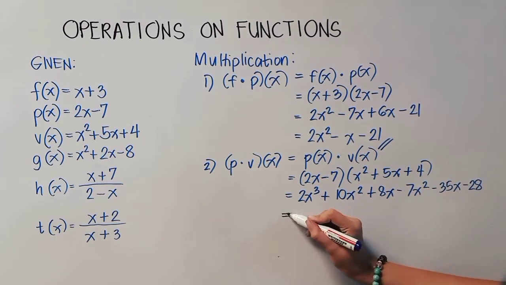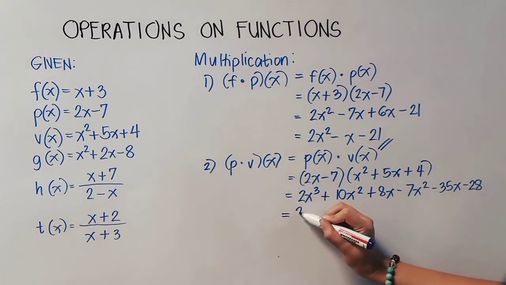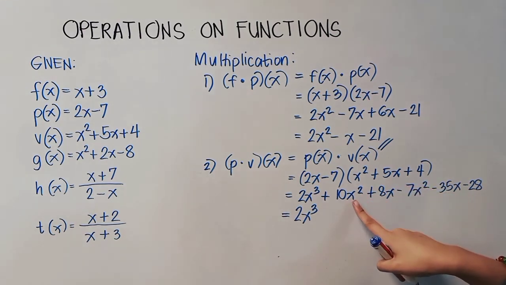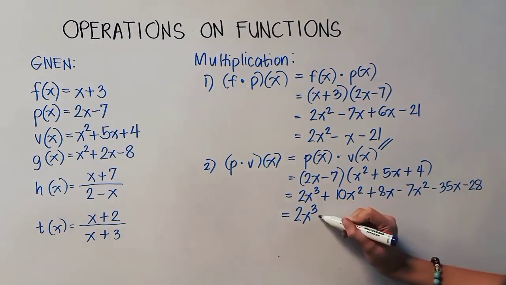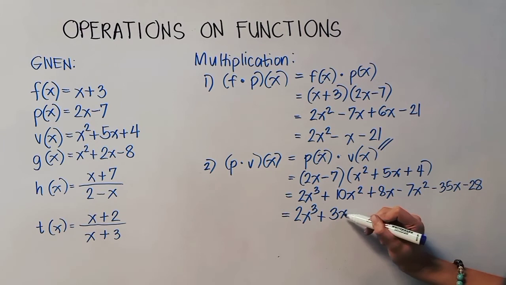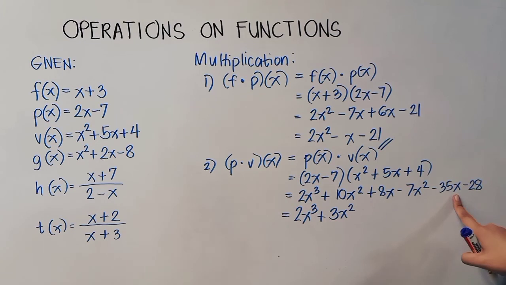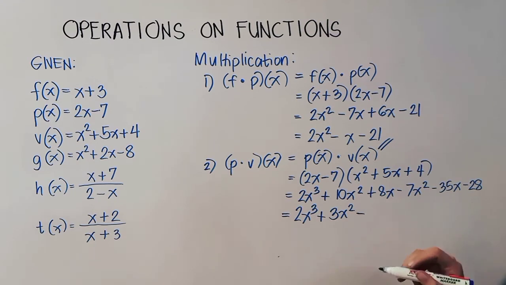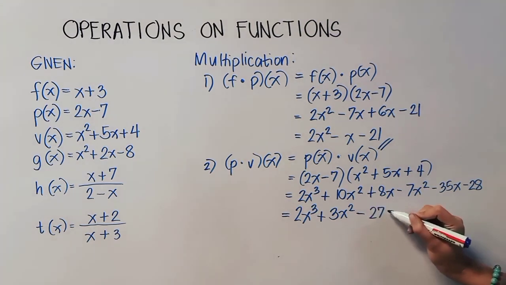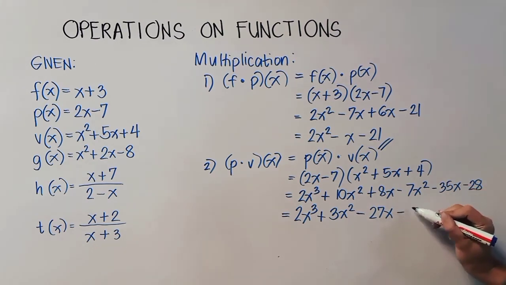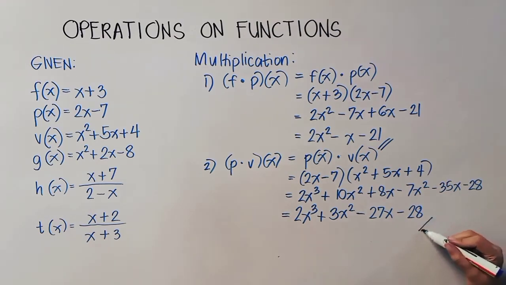Now let us look for like terms. X cubed here is the only x cubed in this term, so we'll just copy. And then we have here x squared and x squared. So we have 10 minus 7, so that is positive 3. Copy the common variable and exponent, x squared. Now 8x minus 35x. That is equal to negative 27x. And we have here to copy negative 28, and this is our final answer.